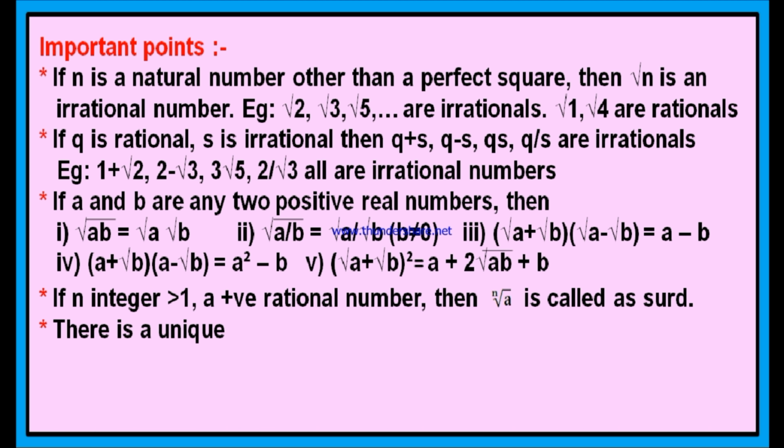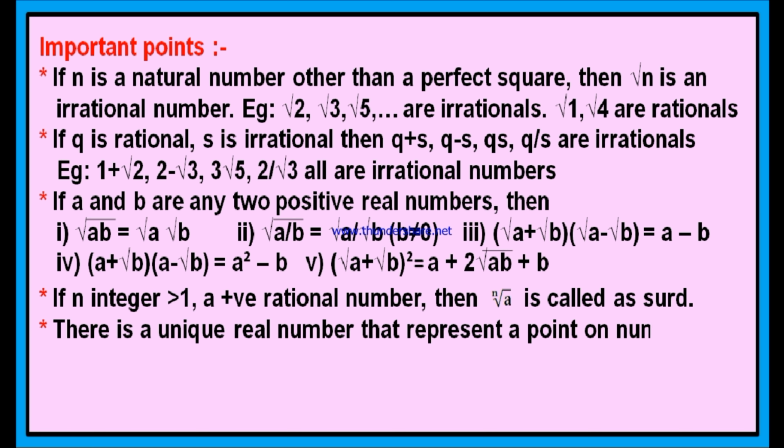Now another point, there is a unique real number that represents a point on number line. You see, we know that number line is nothing but a straight line. Now straight line means it extends up to infinity on both sides. Now can you count how many points will be there in a straight line? It is uncountable. We cannot count the number of points on a straight line. There are infinite points actually. Actually the definition of a straight line is the set of infinite points is called as straight line.